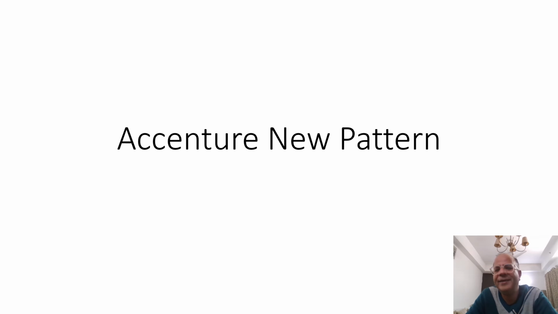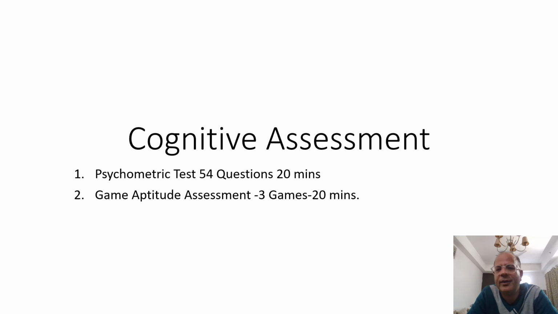Hello students, in this video I'm going to be discussing Accenture's new pattern for selection, and specifically the cognitive assessment section. Okay, now let's discuss what this cognitive assessment section is all about. You can say the cognitive assessment section has two parts. First part is your psychometric test.